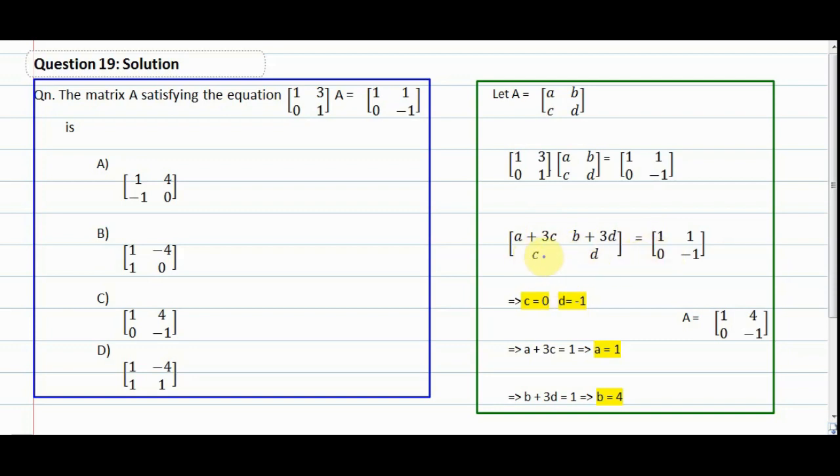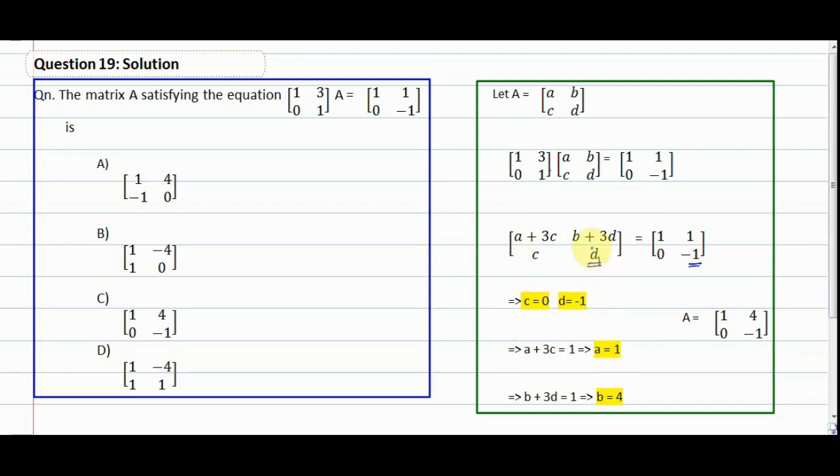When you compare the element in the second row and first column, that is c, here it is 0. So the value of c is 0. And in this position we have d, here we have minus 1, so d will be equal to minus 1. Now a plus 3c will be equal to 1, and we know the value of c is 0, so we will get the value of a as 1.